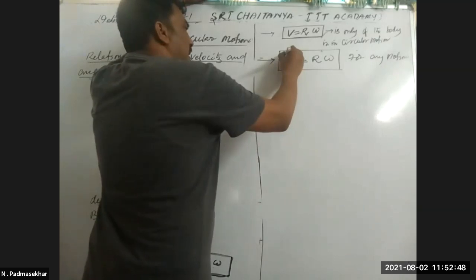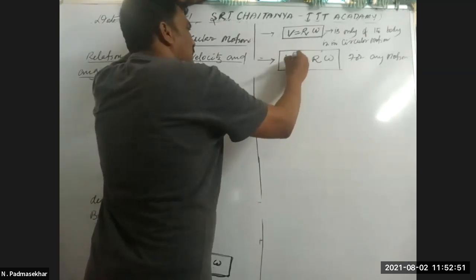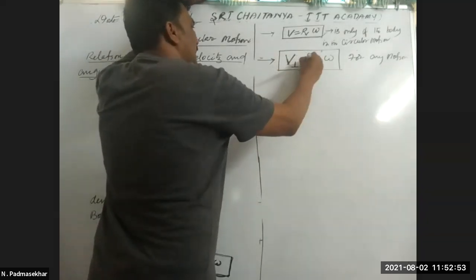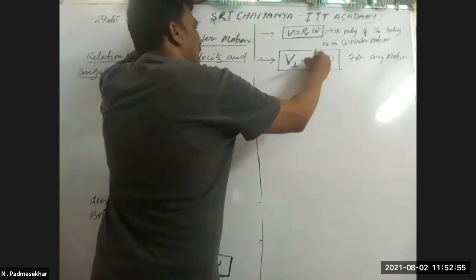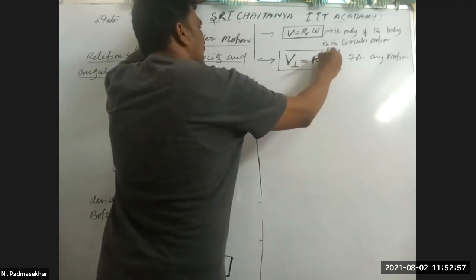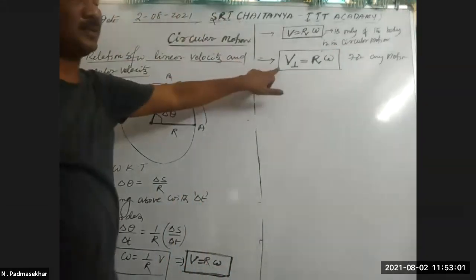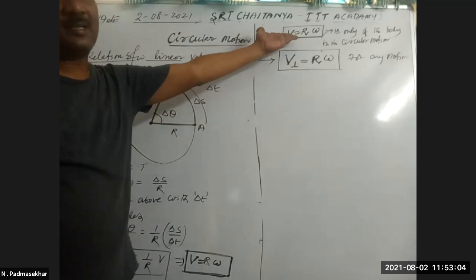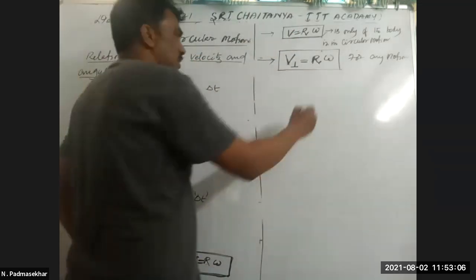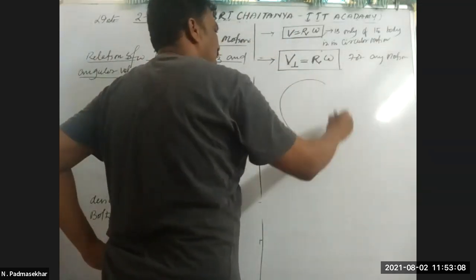So it is very, very important: V perpendicular. Perpendicular to what? Perpendicular to R. This is the correct relation. For any motion, even circular motion, the velocity is perpendicular to the radius.